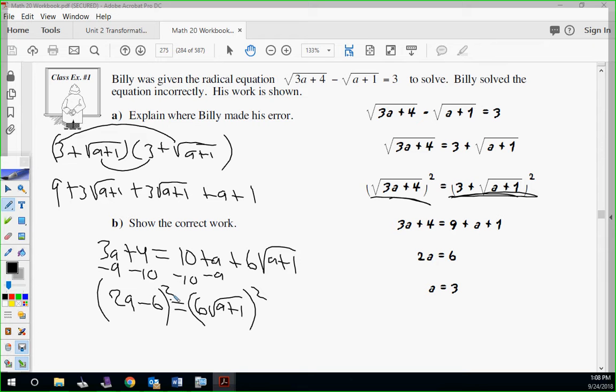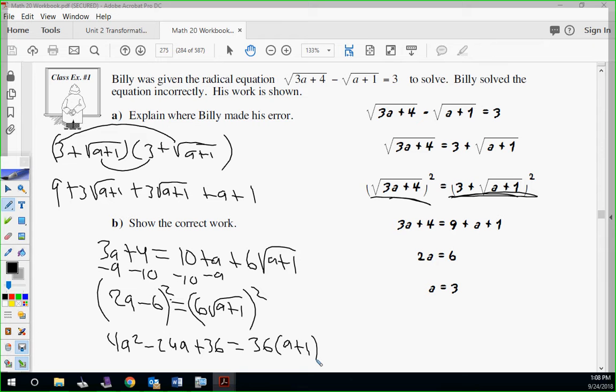This is what it's going to look like. 2a minus 6 squared, you have to FOIL that out. Hopefully you're getting better at the patterns, but that's going to be 4a squared minus 24a plus 36. When I square this, it's going to be 36 times a plus 1. Now we're happy. All the radicals are gone. Now we're moving stuff to one side, and we're going to try to solve by factoring.